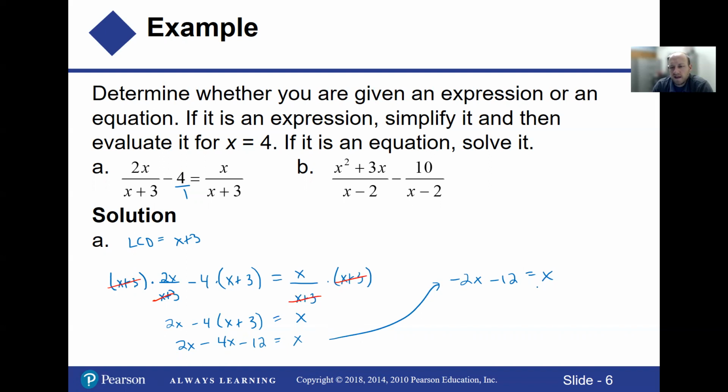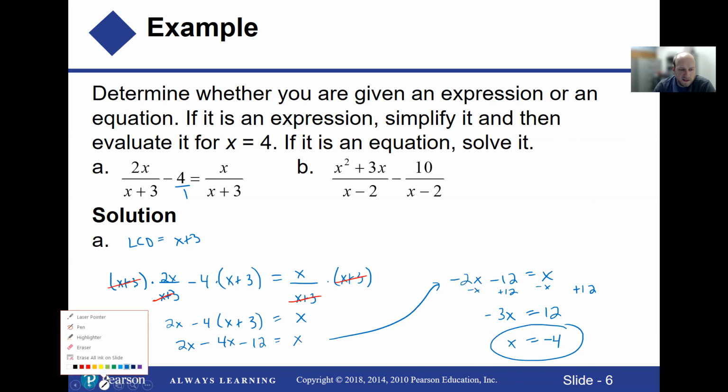Let's get the x's to one side. So let's subtract an x here. And then add the 12. So I have negative 3x equals positive 12, divide by negative 3, and x equals negative 4. Okay. And we're not going to do anything else with that because, you know, it's an equation. It's not an expression. But I do need to, and I do want to check this.